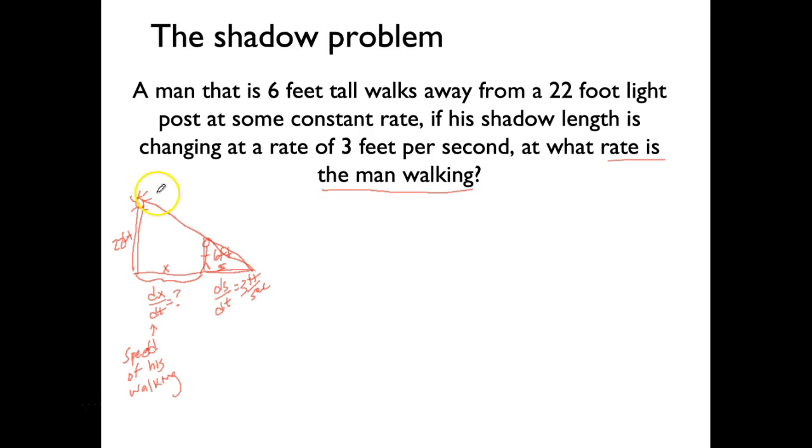So that means that the height over base of both the triangles are ratios of each other, right? So let's do that. The height, say 22, over the base, which is x plus s, the distance from the man to the post and the shadow length, is equal to the height of the man over the shadow length. Okay, so that's my similar triangles right there. You got your big triangle and you got your small triangle.